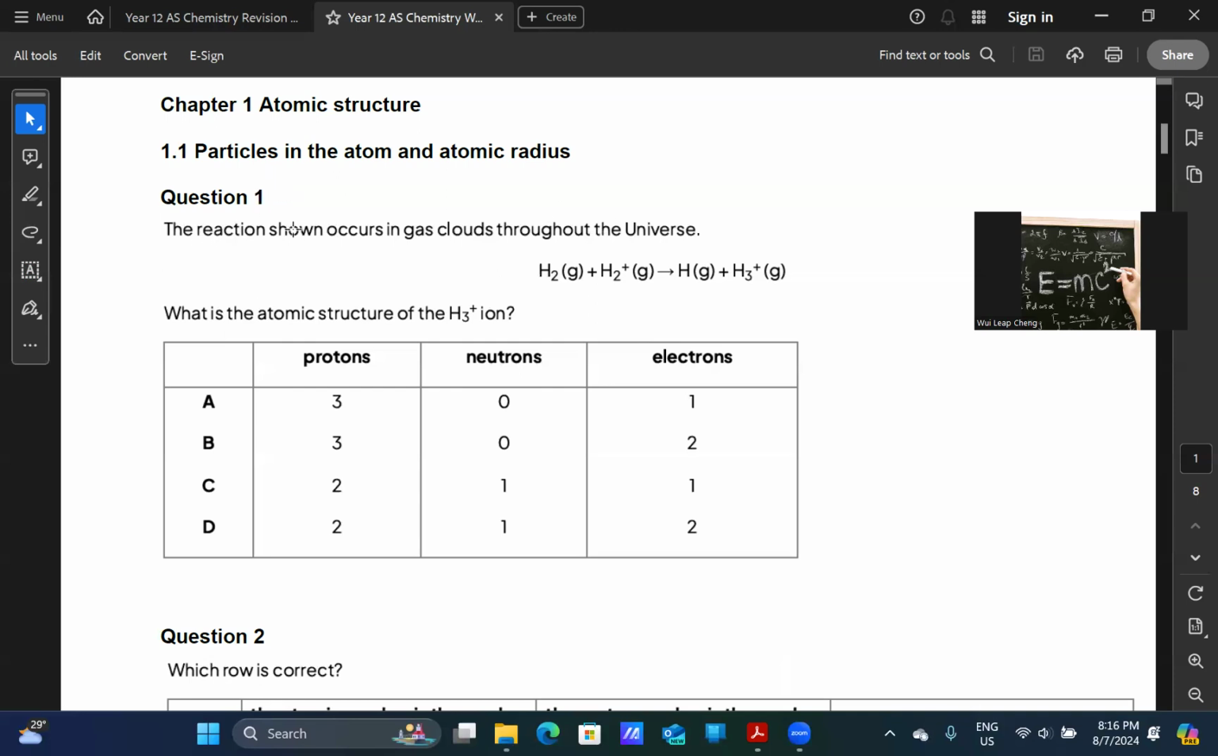The reaction shown occurs in gas clouds throughout the universe. What is the atomic structure of H3 positive ions? You need to find the number of protons, neutrons, and electrons.